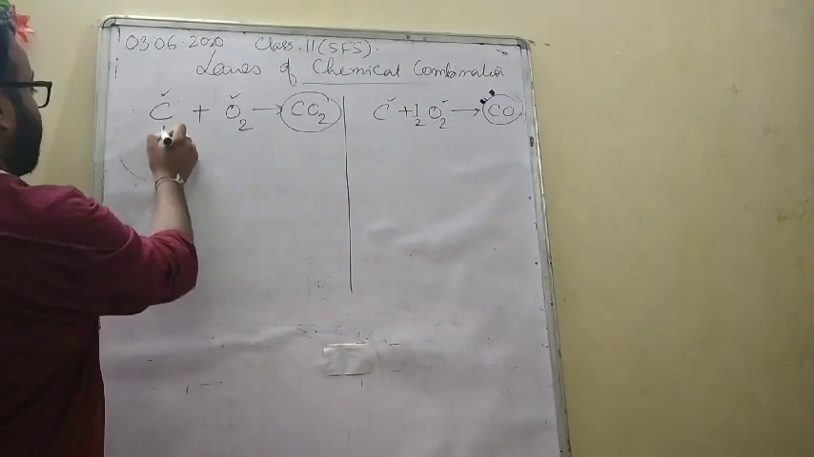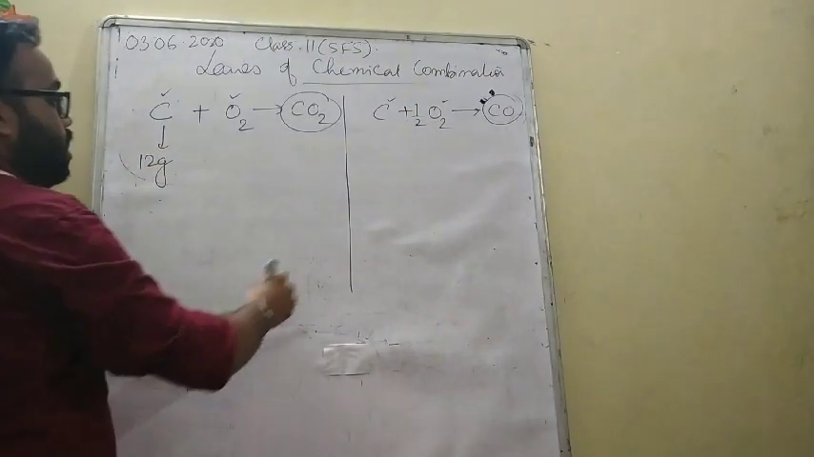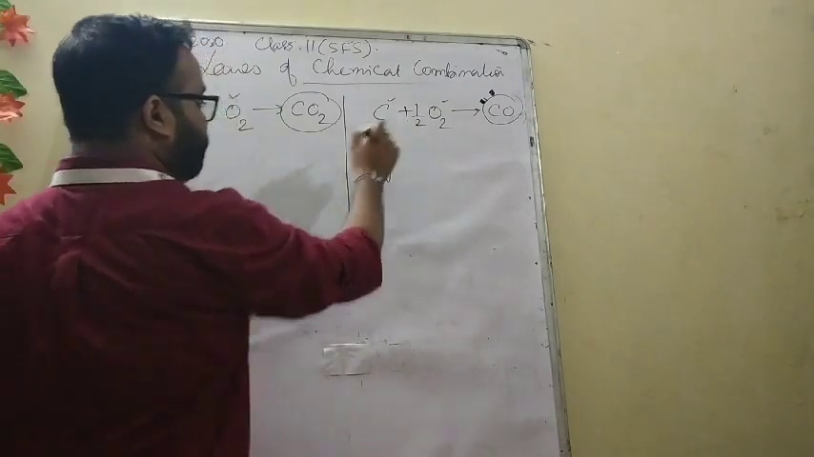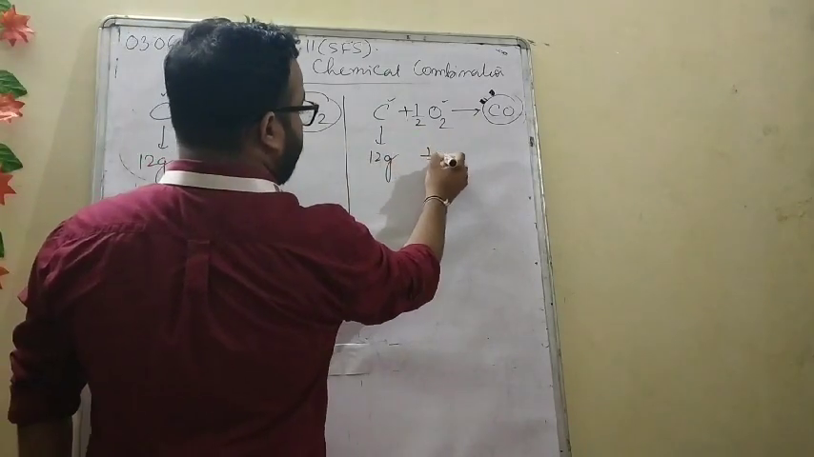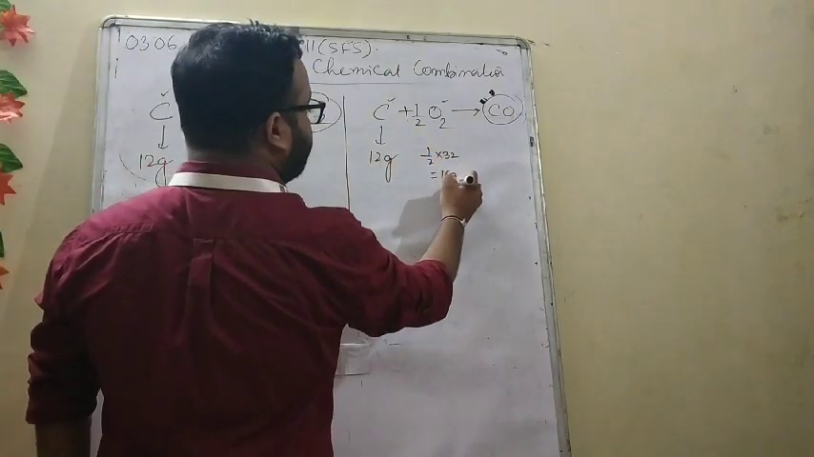Then you see here the mass is 12 grams. Here also the mass of carbon is 12 grams. Here it is 32 grams. Here it is half into 32, that is 16 grams.